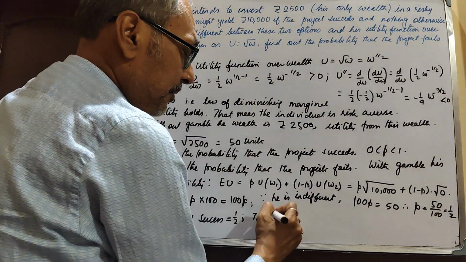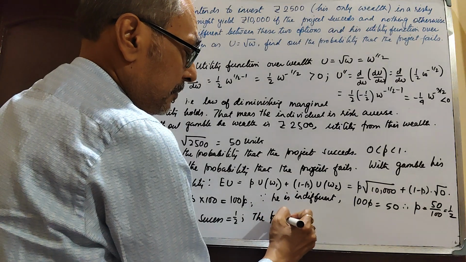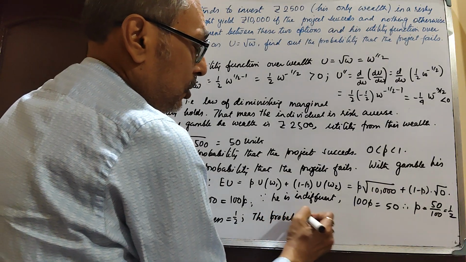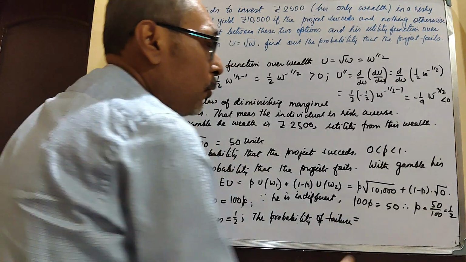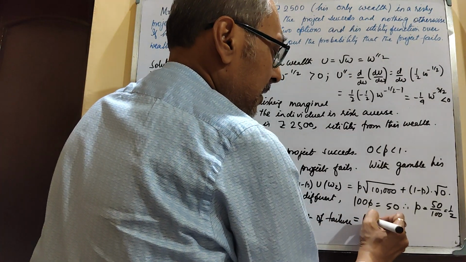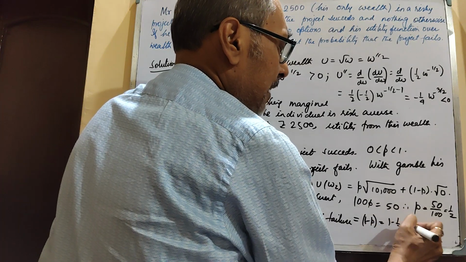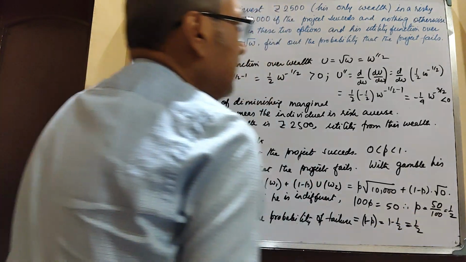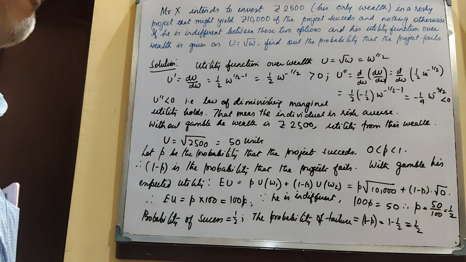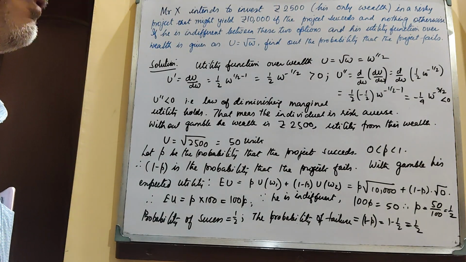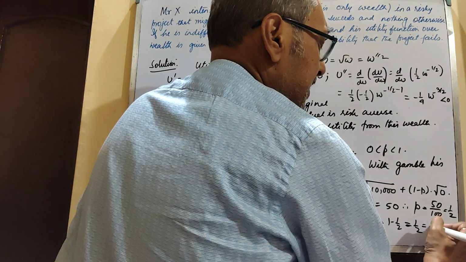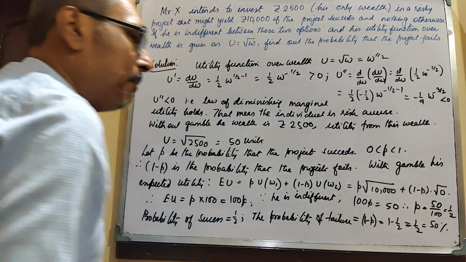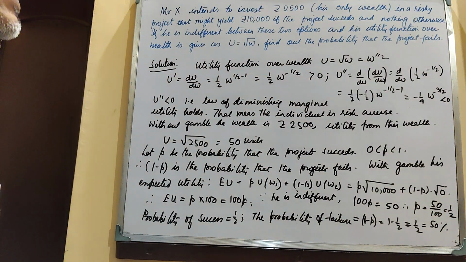Therefore, the probability of failure, that is the question, equals 1 minus P, that is 1 minus half equals half. What is the probability that the project fails? The probability that the project fails is half or 50%. We can write it like this: 50%. The probability that the project fails is 50% or half.